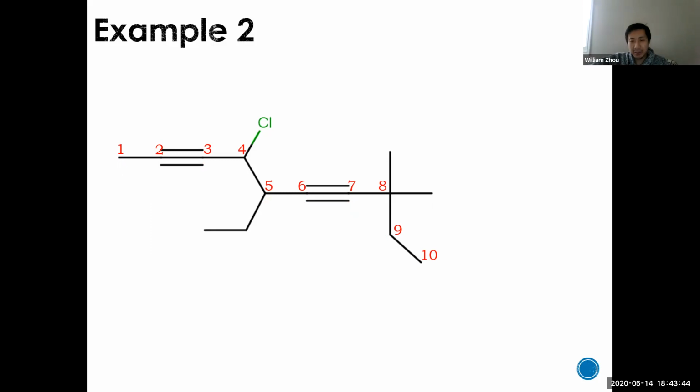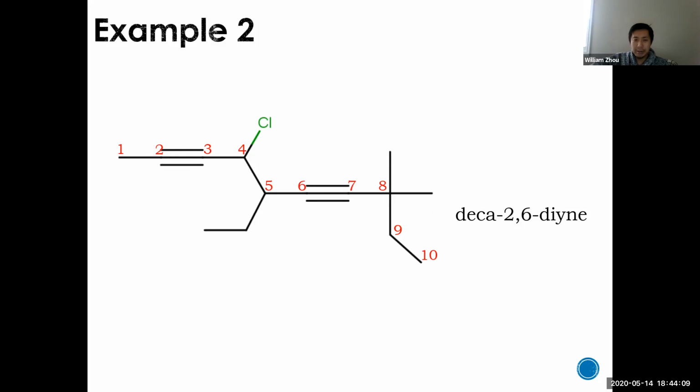And to name the parent, 10 carbons, so that means deca, 2,6-diyne. Deca, you need the A, for the same reason you need the A for double bonds. When you have a C and a D, you better have a vowel in between. So deca-diyne, not dec-diyne. All right, so make sure you include the A.